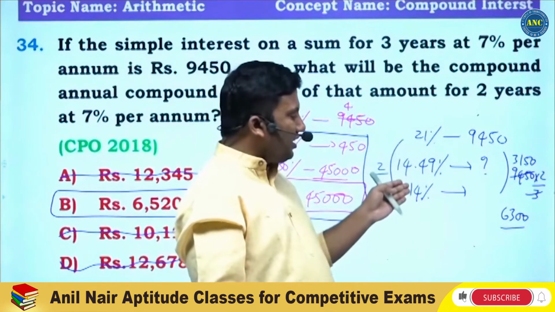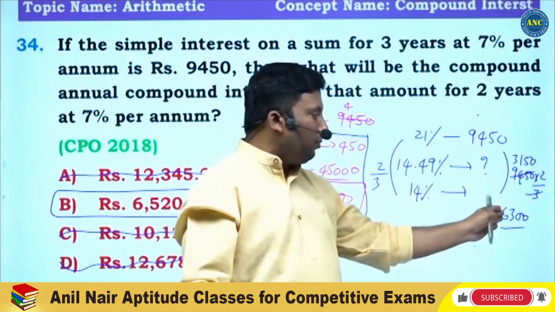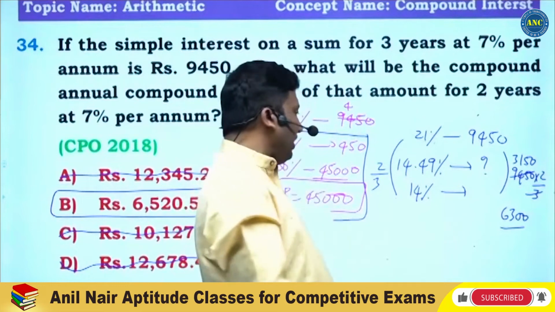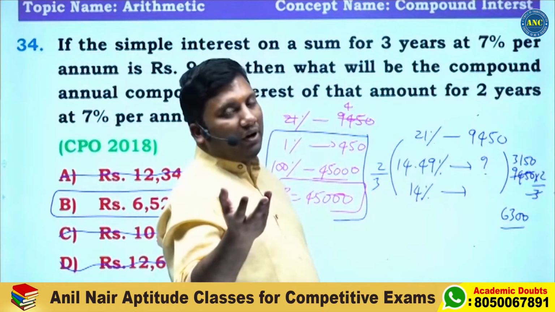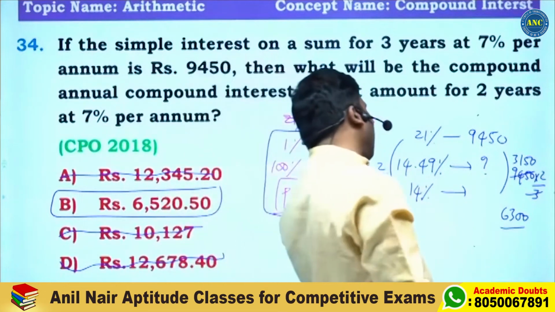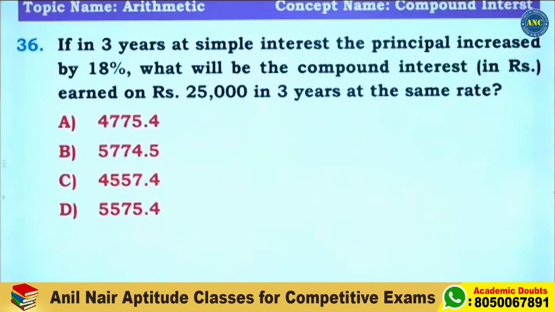21 is 7 threes and 14 is 7 twos, so multiply by 2 by 3. It is 6300. 6300 is for 14, so 14.5 means it is just greater than 6300. Next one.